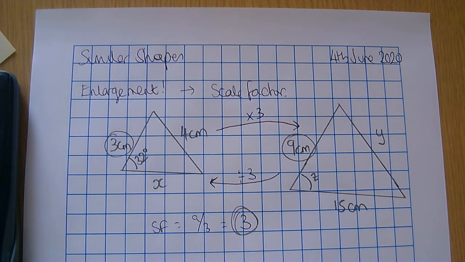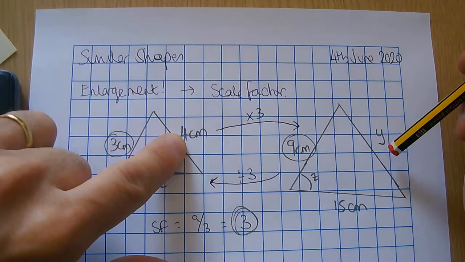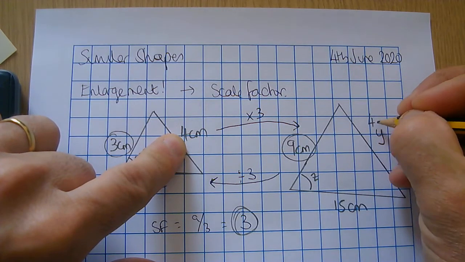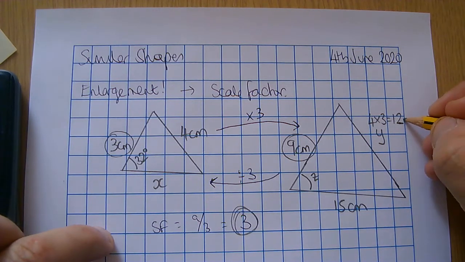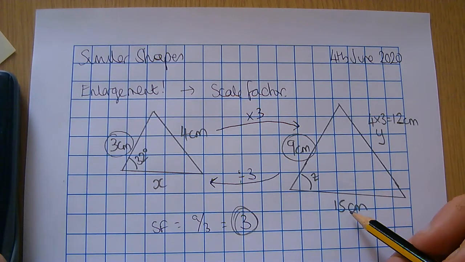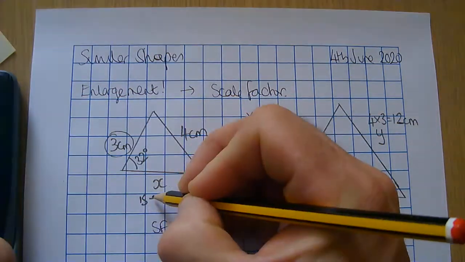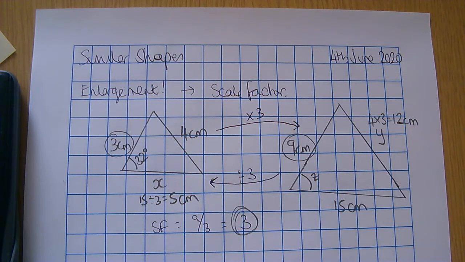So now I can start to work out all my different measurements. So if I want Y, I look at the same side on the other shape. I go 4 times by 3. Well, that means that Y must be 12. Don't forget your units, it's centimetres. Going the other way, I've got 15 divide by 3 equals X. So 15 divided by 3, so X is 5 centimetres.